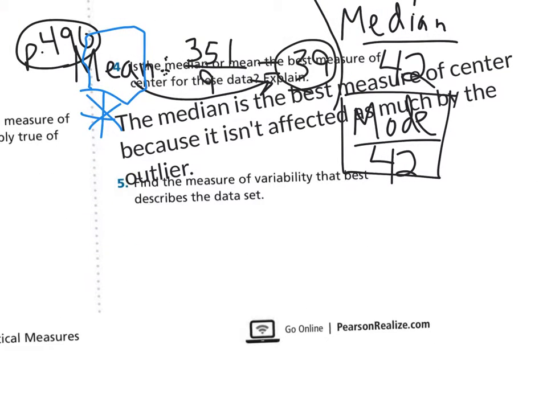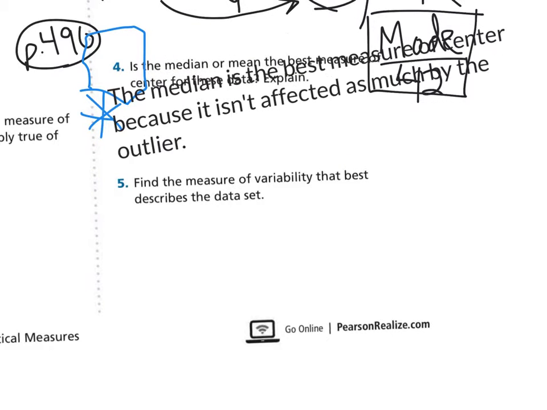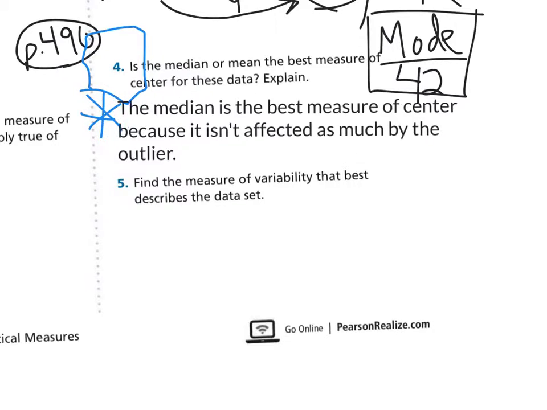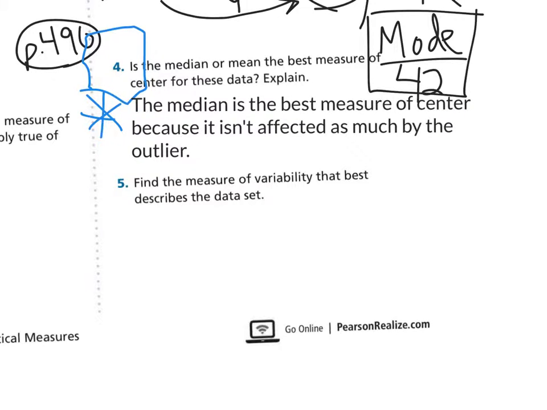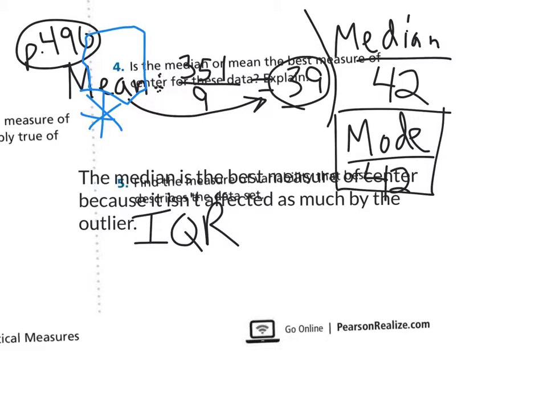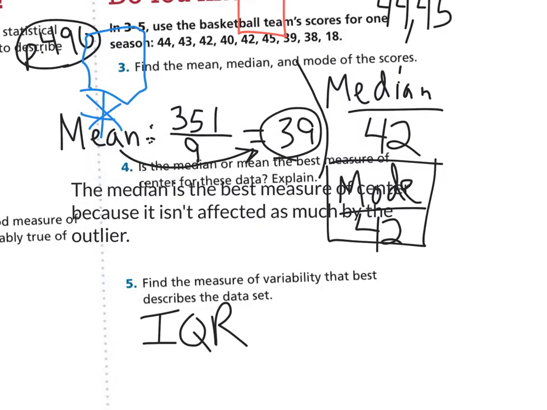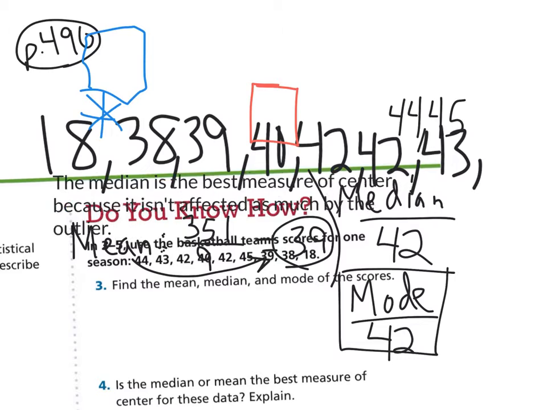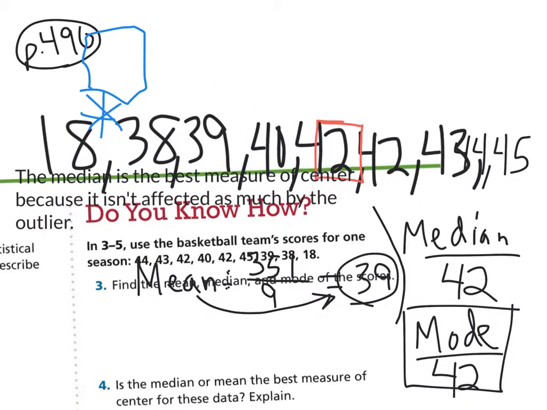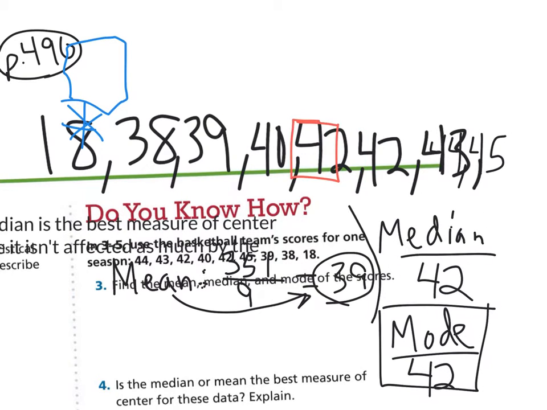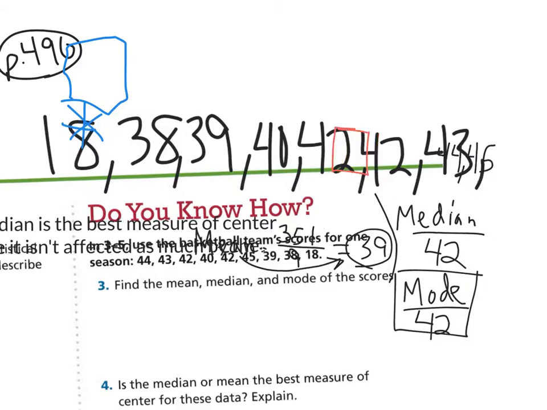We look at number 5. Find the measure of variability that best describes the data set. We talked about that when we use the median as the measure of center, the measure of variability we will use is the interquartile range, or IQR. So for the interquartile range, we would first have to figure out what the lower quartile and upper quartile are, or first quartile and third quartile.